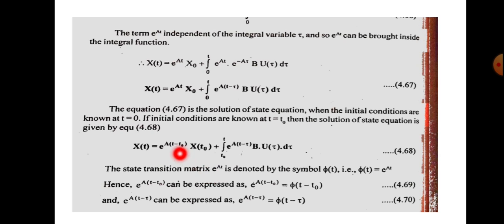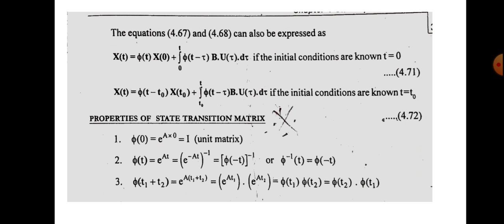Here the state transition matrix is e raised to at, and that is denoted by the symbol phi of t, that is phi of t equal to e raised to at. Here there is another matrix: e raised to a into (t minus t0) will be equal to phi of (t minus t0). Similarly, e raised to a into (t minus tau) will be equal to phi of (t minus tau). So you can substitute, and you will get x of t equal to phi of t into x0 plus integral 0 to t of phi of (t minus tau) into b into u of tau into d tau, which is the solution of the non-homogeneous state equation when the initial condition is known at t equal to 0.